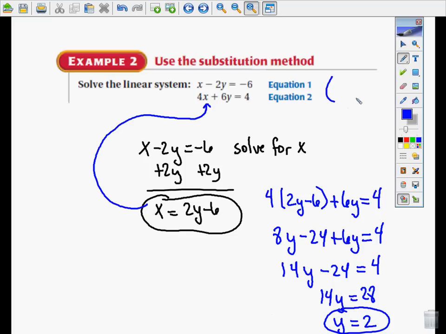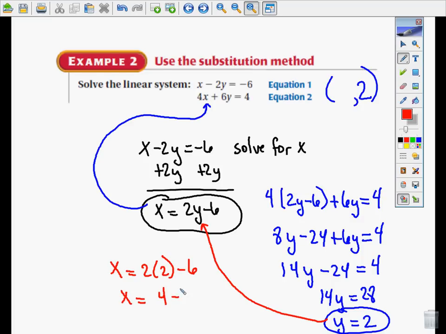So far my solution is x comma 2. Now I will take this y and put it into the revised equation, and x equals 2 times 2 minus 6. So x equals 4 minus 6, which equals negative 2. So my solution is the coordinate negative 2, 2.